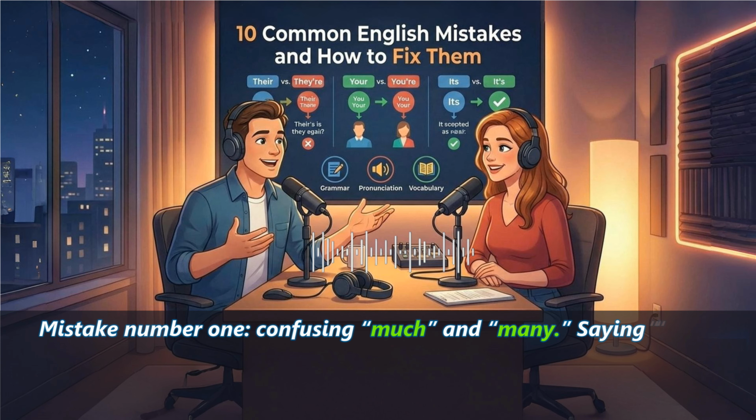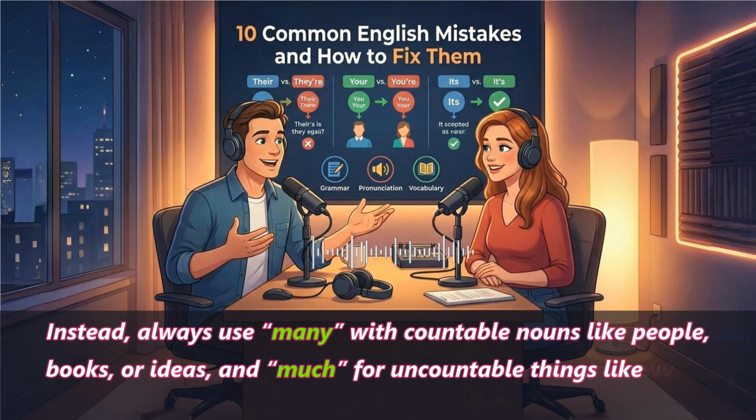Mistake number one, confusing much and many. Saying much people instantly signals incorrect grammar to everyone around you. Instead, always use many with countable nouns like people, books, or ideas, and much for uncountable things like water.